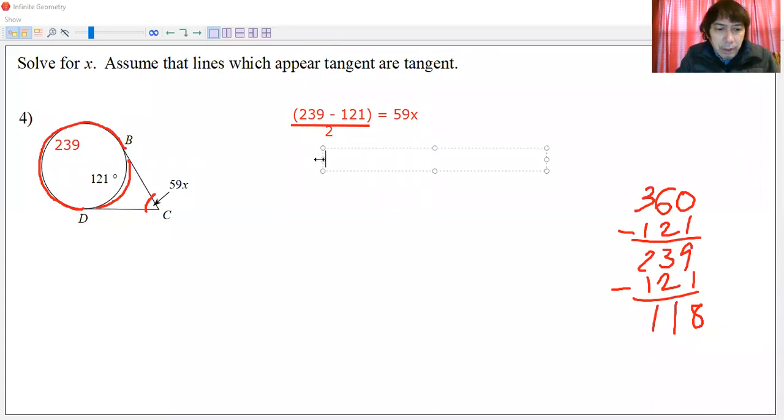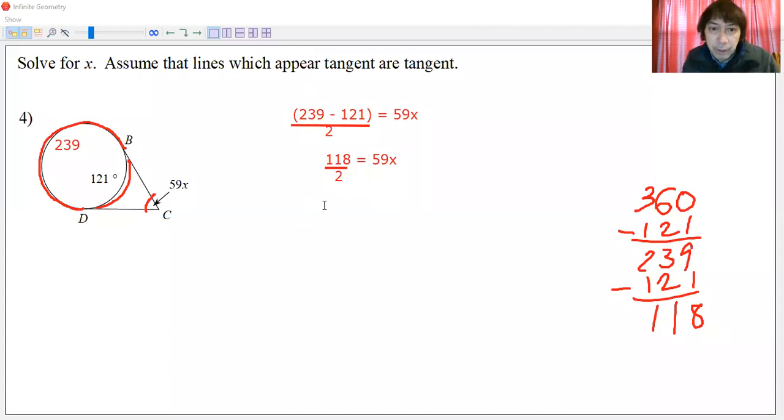So we have here, our next line is 239 minus 121. Okay, that's 118. And we still have to divide this by 2. We have just completed the subtraction, so we haven't divided it by 2 yet. So this is equal to 59x. There. And so this will still be divide. All right, 118 divided by 2, that's 50 and 9. So we have a 59.